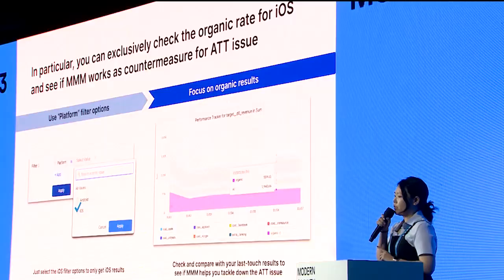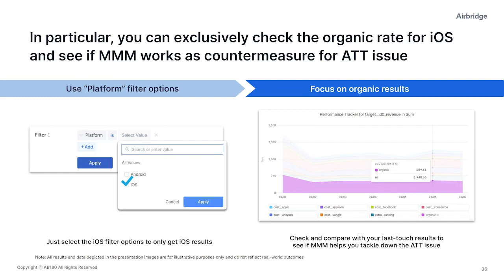Firstly, Performance Tracker can help you gain better insights, especially for iOS conversions, where proper measurement has become challenging due to privacy measures. As we discussed earlier, MMM is more robust to privacy measures. To review the results specifically for iOS on the Performance Tracker, all you need to do is just check the organic shares of iOS with the iOS platform filter. Then you will reveal the true organic contribution of your entire business performance.